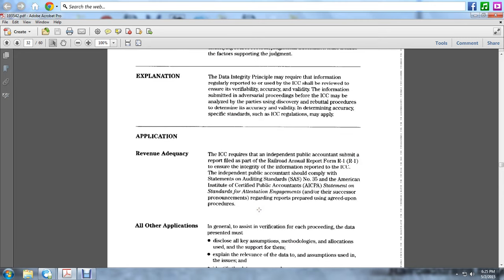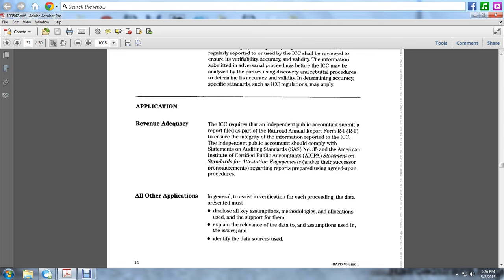In the application of data integrity to revenue adequacy, the Interstate Commerce Commission requires the independent public accountant to submit a report, filed as part of the railroad annual report form, the R1, to ensure the integrity of the information reported to the Interstate Commerce Commission. The independent public accountant should comply with Statement on Auditing Standards SAS number 35, the American Institute of Certified Public Accountants AICPA statements on standards for attestation engagements, and other successor pronouncements regarding reports prepared using agreed upon procedures.